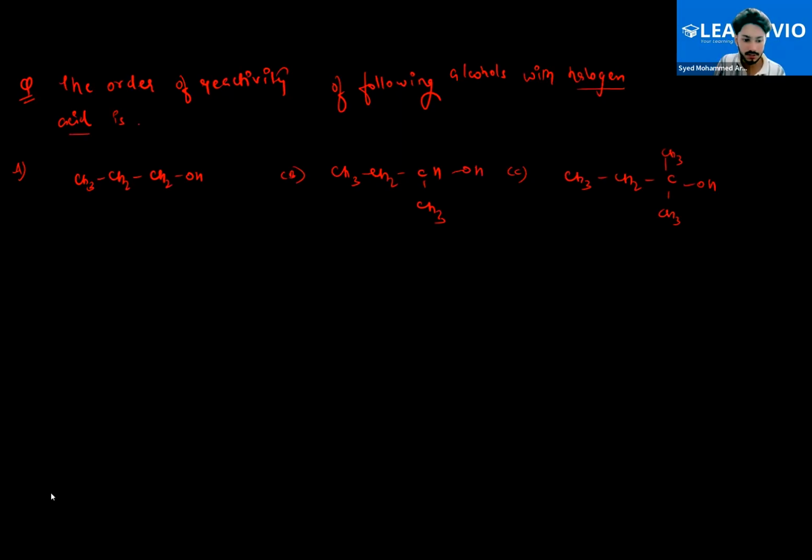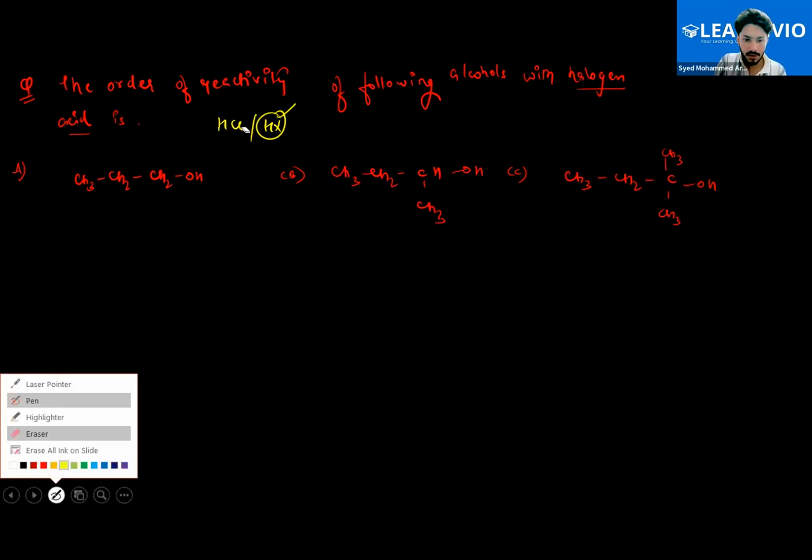So what is this halogen acid? The halogen acid is HX. Here X is the halogen, and an acid is something which releases the H plus ion. So halogen acids are HCl, HF, HBr, HI. These are examples of halogen acids.